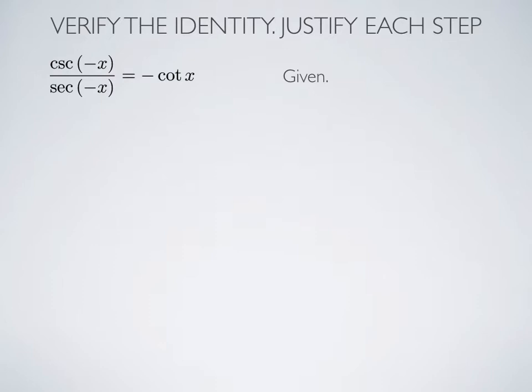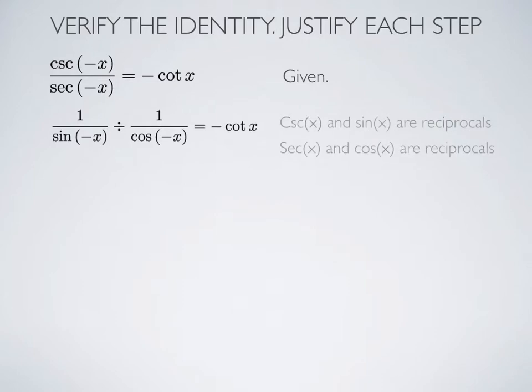So we'll rewrite this first equation as 1 over the sine of negative x divided by 1 over the cosine of negative x equals the right-hand side, negative cotangent of x. And the reason we can do that is because of the relationship between cosecant and sine and secant and cosine.